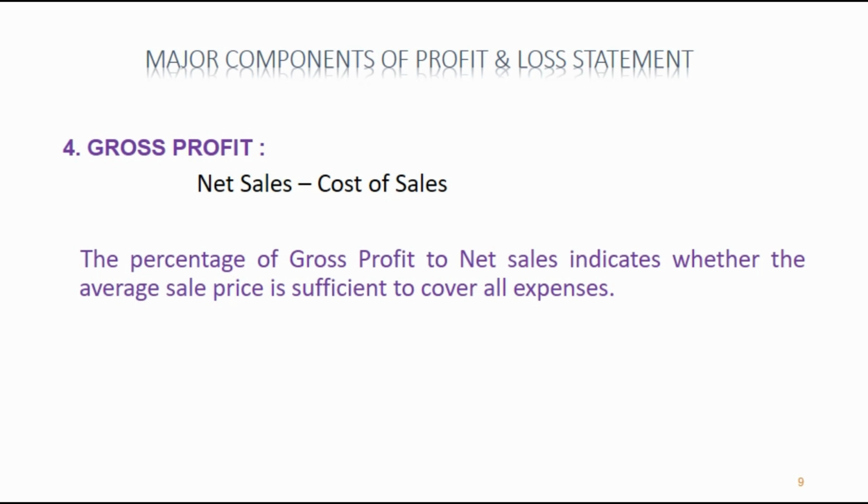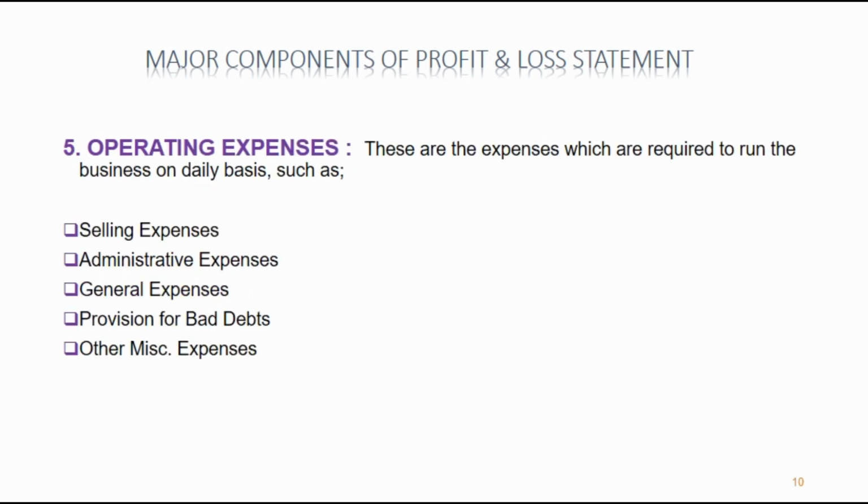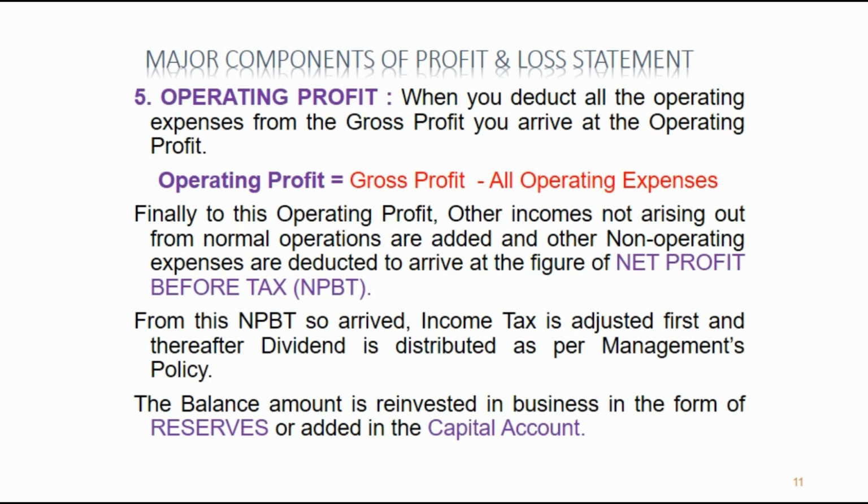So whatever sales has happened, you reduce the cost of manufacturing, the cost of sales. So the percentage of gross profit to net sales indicates whether the average sale price is sufficient to cover all the expenses. So if you take out gross profit divided by net sales, it will give you a very good picture. Now operating expenses. Now these are the expenses which are required to run the business on daily basis, such as selling expenses, administrative expenses, general expenses, provision for bad debts, other miscellaneous expenses.